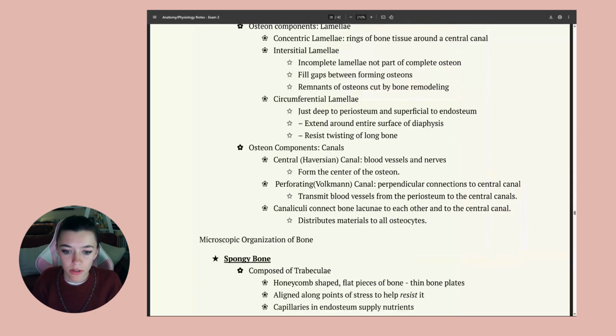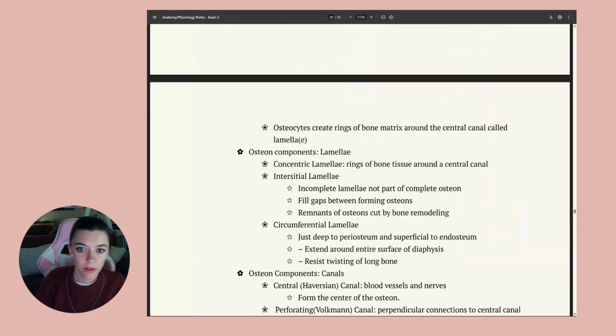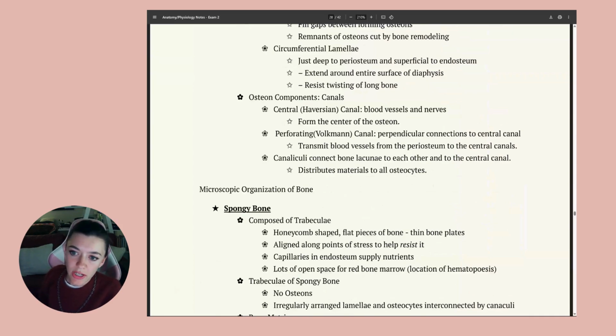All right, back to the notes. Remember, you have your central canals, which contain blood vessels and nerves, and those form the center of the osteons. And then your perforating canals. Those are perpendicular connections to the central canals, and they transmit blood vessels from the periosteum to the central canals. And then your canaliculi, those connect the bones' lacunae to each other and to the central canal, and they distribute materials to all the osteocytes.